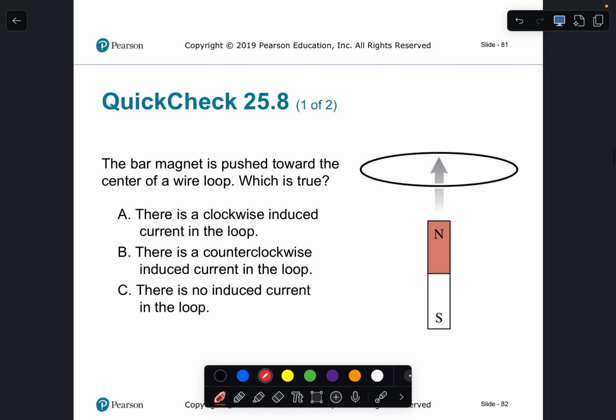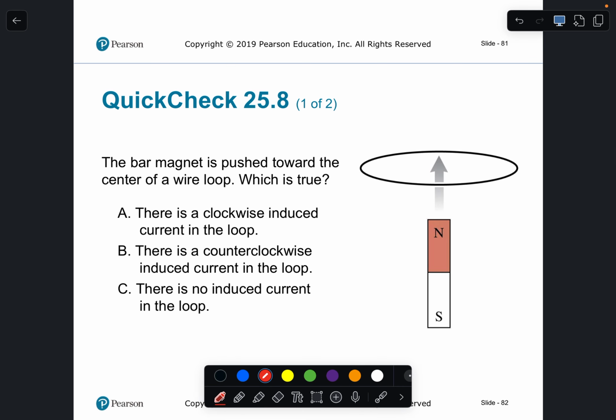So let's do this one. All right, now we don't have any magnetic field lines. We'll have to use our knowledge of how magnetic fields come out of bar magnets, okay? So the North Pole is pointing up. That means our magnetic field lines coming from the North Pole are going to be going like this, away from north towards south. So this is our B magnet.